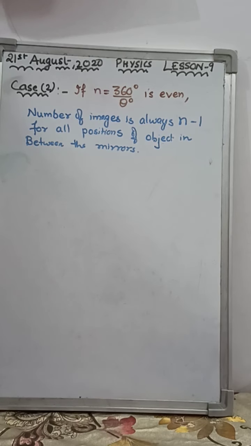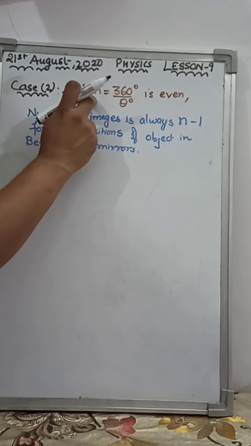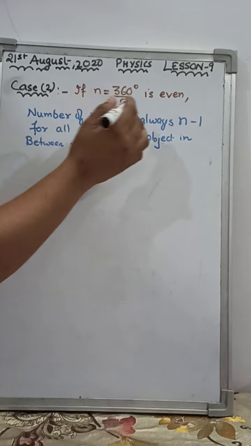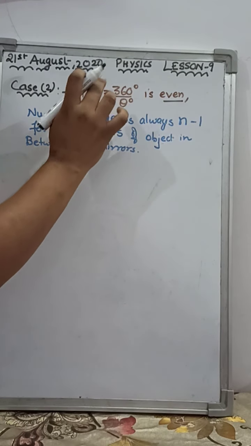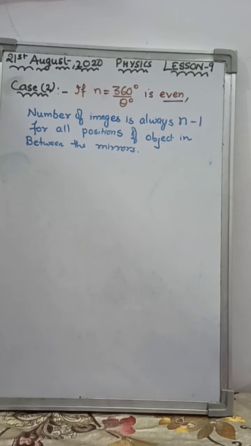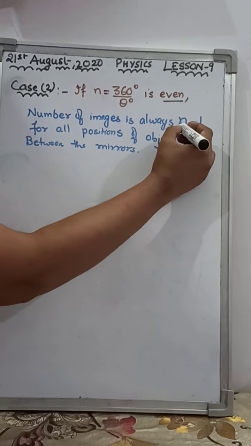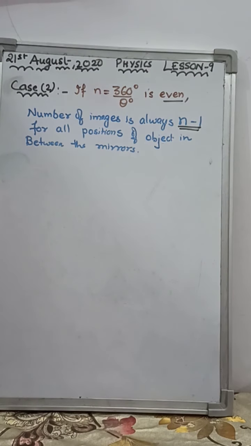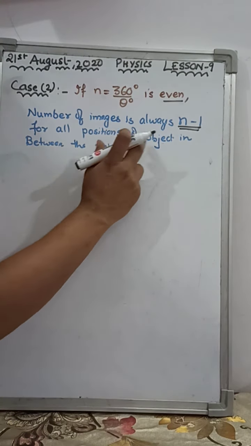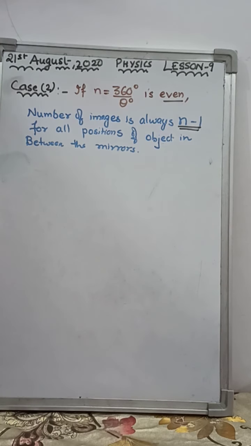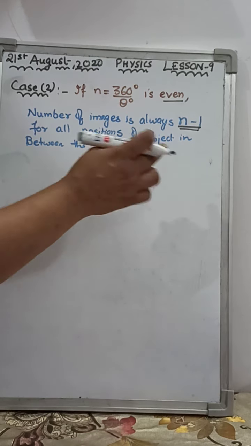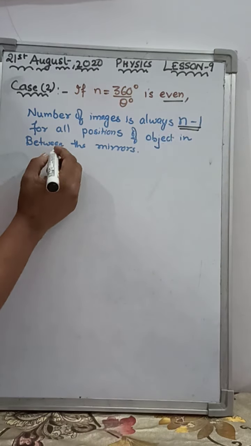Now case number 2: if n is equal to 360 degree upon theta is even, that means the number of images is coming even, like 4, 6, 8, then the number of images is always n minus 1 for all the positions of the object in between the mirrors. That means whether the object is placed asymmetrically or symmetrically, you will always take n minus 1.